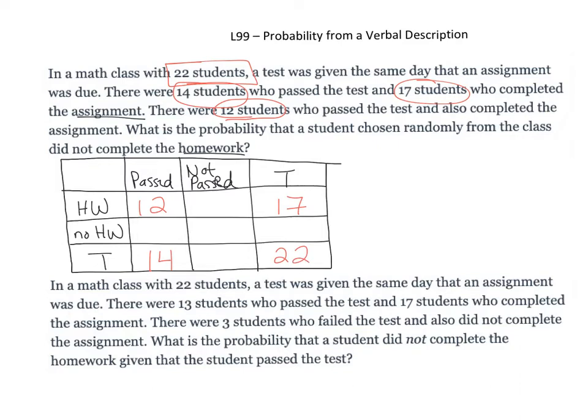So from here, it's mostly just addition and subtraction. So I'm going to do this in a different color. If there's 17 total people that did their homework, 12 of them passed, that means 5 of them, or 17 minus 12, didn't pass. In this direction, we have 14 minus 12 is 2, so 2 passed and did no homework. Over here, and you can really do this in any order that makes sense to you, there's 14 that passed and 22 people total, that means 8 didn't pass, and then this would be a 5.